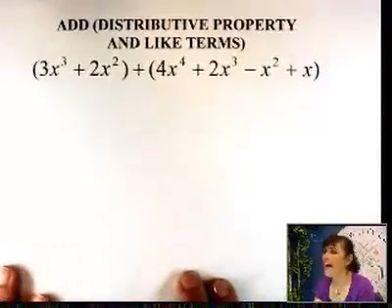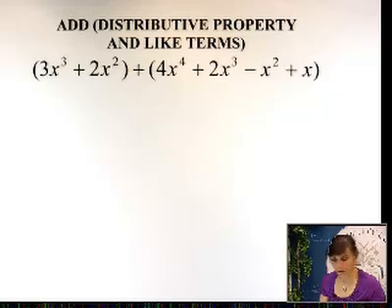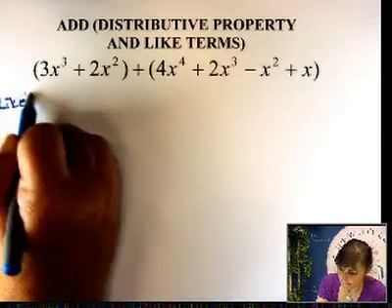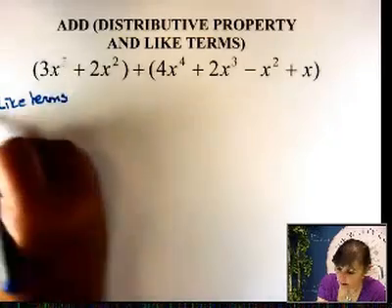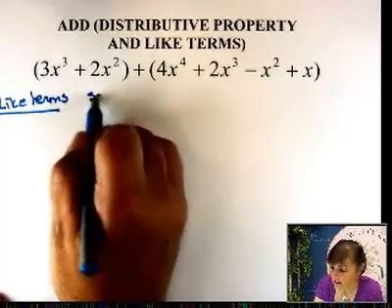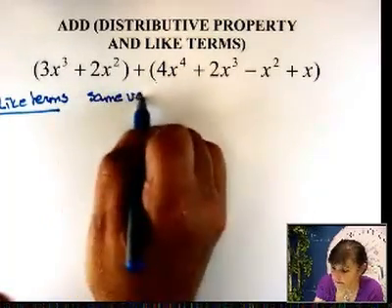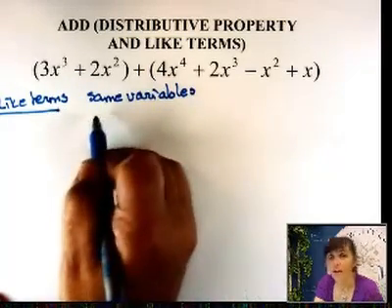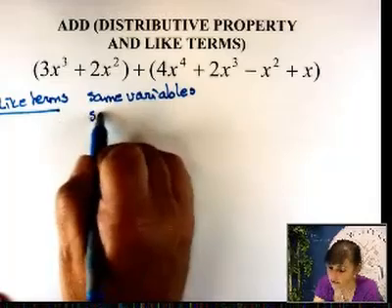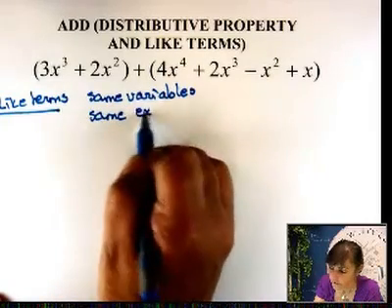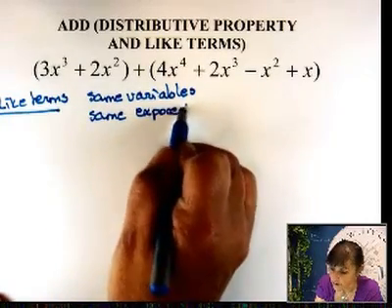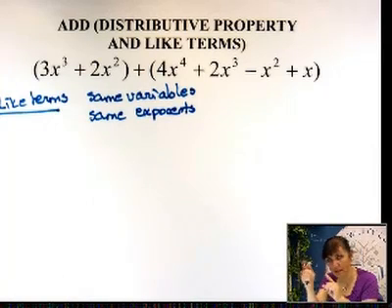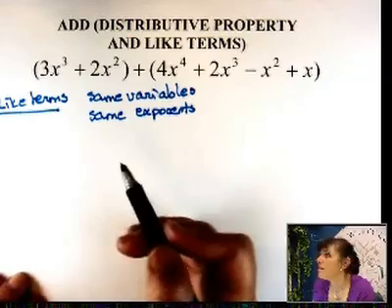Okay, now that we know those words, we are going to add polynomials, and we have to talk about like terms. Like terms are the terms that have the same variable set, and for the same variable, they have to have the same exponent. All right, so let's look at that. So they have to have the same letters, and the same letters have to have the same exponents.